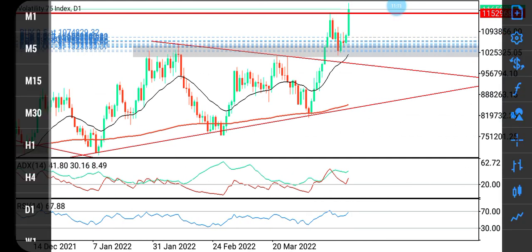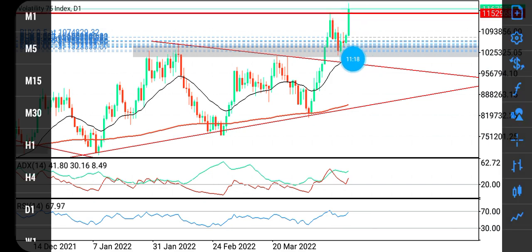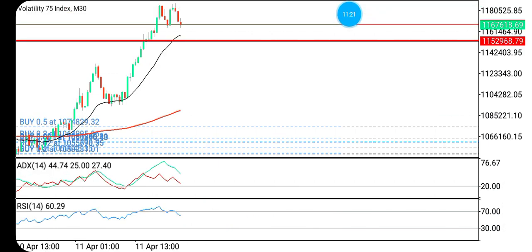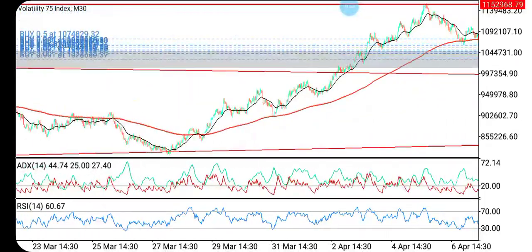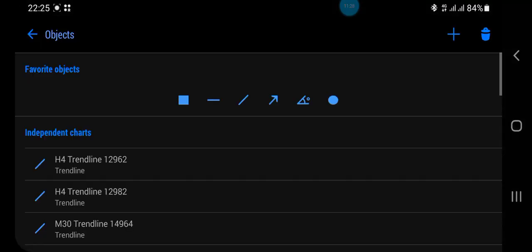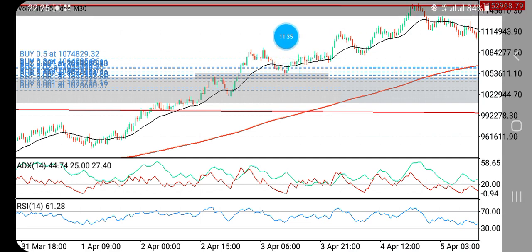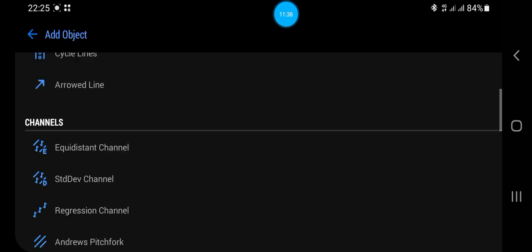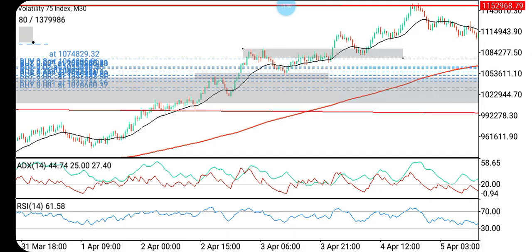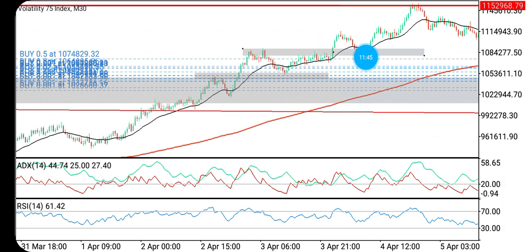You understand? So now let me show you guys why I bought from here. I bought from here to this level and sold from here to here. Let's go to our 30 minutes time frame. Now this is our 30 minutes time frame. What happened? The market broke and retested. Here I bought. The market broke again and retested. Broke, retested. I bought.